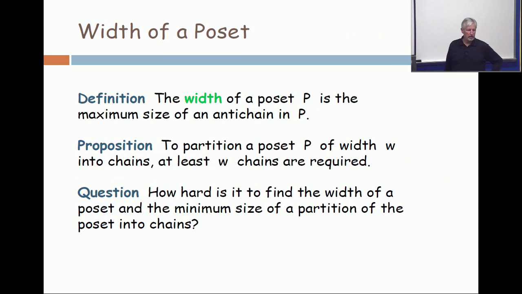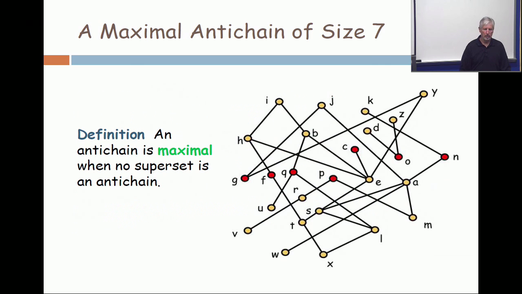The width of a poset is the maximum size of an antichain. Skip the partitioning question for the moment. Go back to this poset. Just look at it for a moment. What do you think the width is? Now, you see, when I asked you the height, at least one person quickly said, well, the height's 6. What do you think the width of this is? It's a reasonable guess. It's wrong.